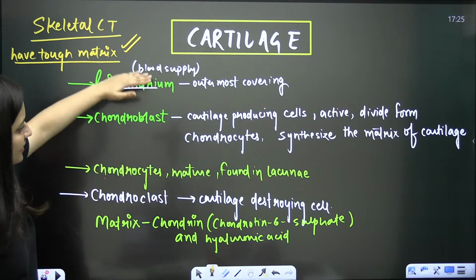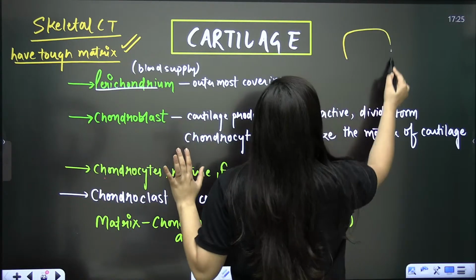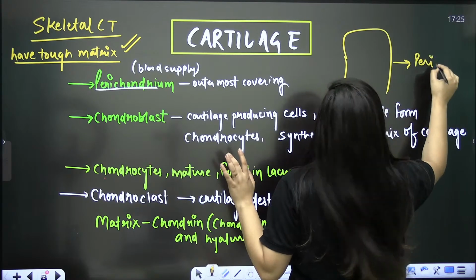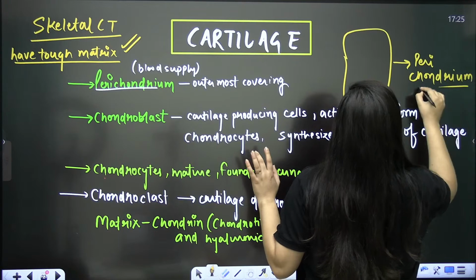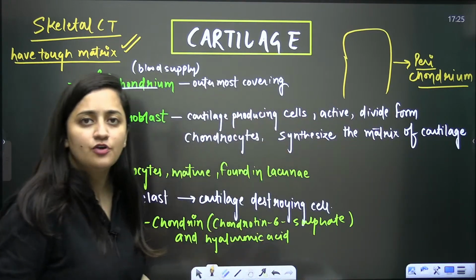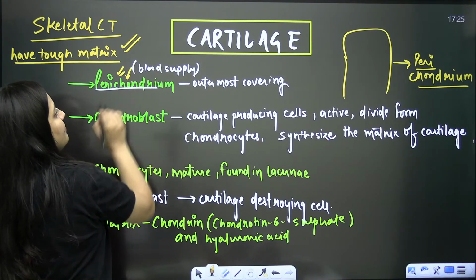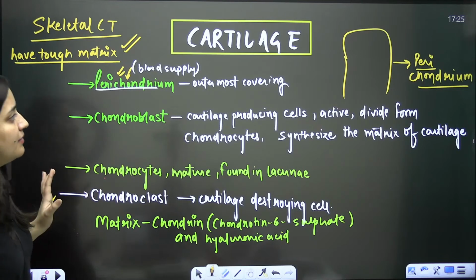So here are the main things which you will see in the cartilages. The outer covering of cartilage is known as perichondrium. What is the outer covering in the case of cartilages? It is perichondrium, and only this outer covering is going to get the blood supply.